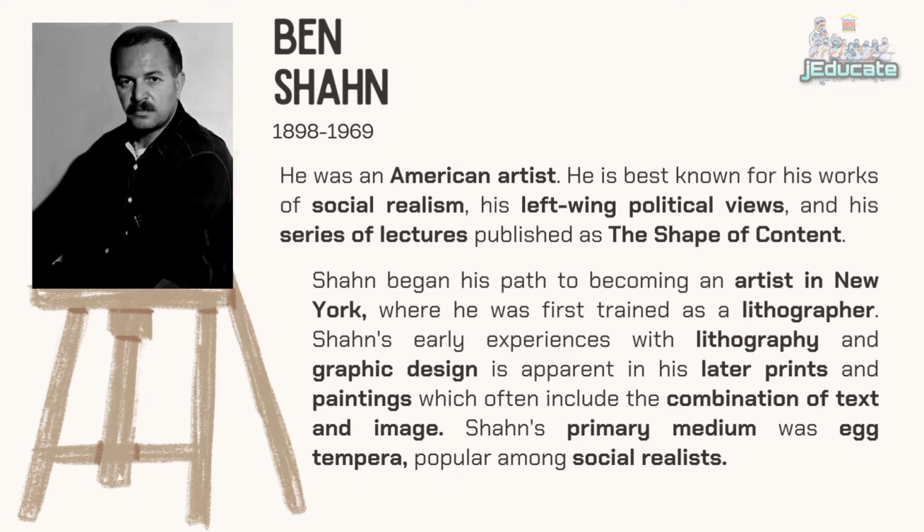Shahn began his path to becoming an artist in New York, where he was first trained as a lithographer. Shahn's early experiences with lithography and graphic design are apparent in his later prints and paintings, which often include the combination of text and image. Shahn's primary medium was egg tempera, popular among social realists.